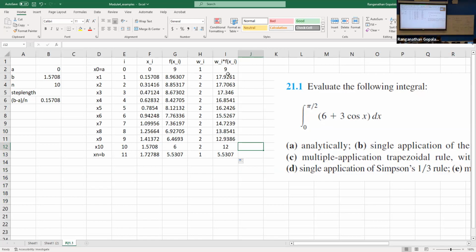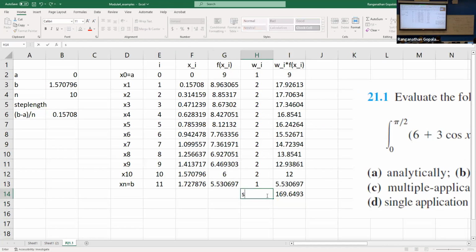So if you sum it up, what do you get? Is that the answer? Is this 169 the value of this integral? What else is remaining for us to do? Yes, we have to multiply it by the width of the interval, which is b minus a over n, and then divide by 2 to make it consistent with the formula for trapezoidal. So this is not the answer. This is just the summation.